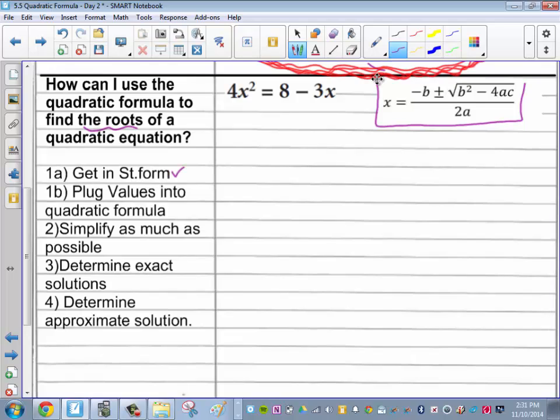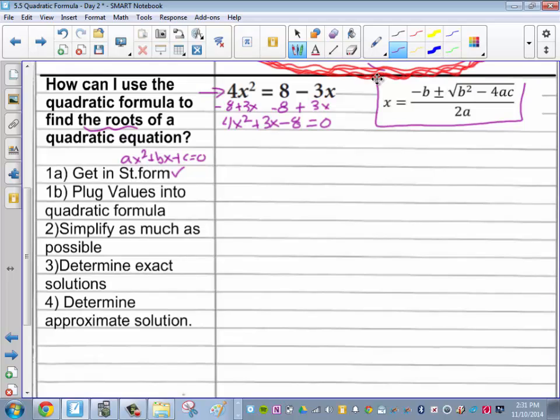Get it in standard form. Well, this is the equation we're talking about. We need to get that in standard form. If you're not sure what standard form is, it's ax squared plus bx plus c equals 0. So to do that, we just need to subtract the 8 and add the 3x to both sides. To get it in standard form, I got 4x squared plus 3x minus 8 equals 0. Okay, now it's in standard form.